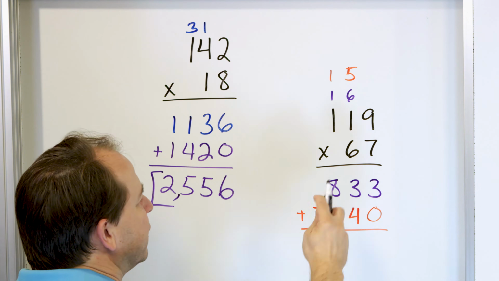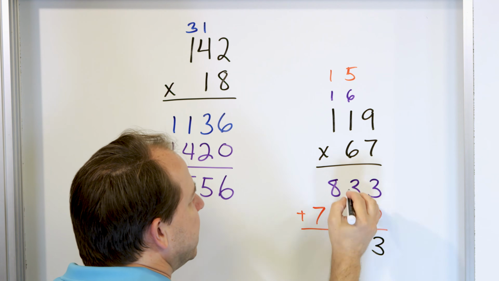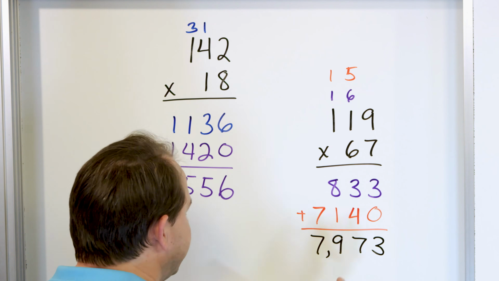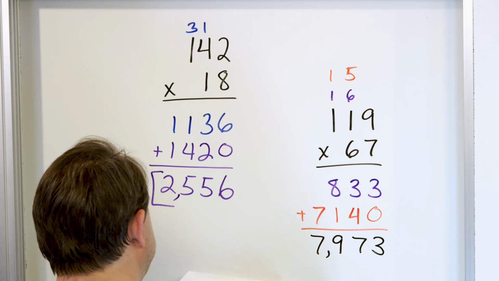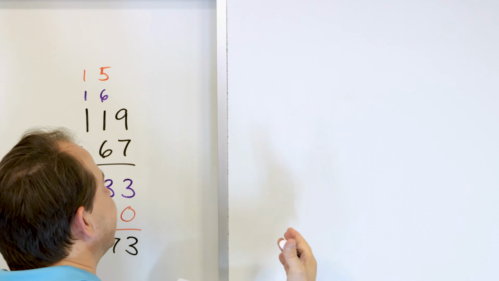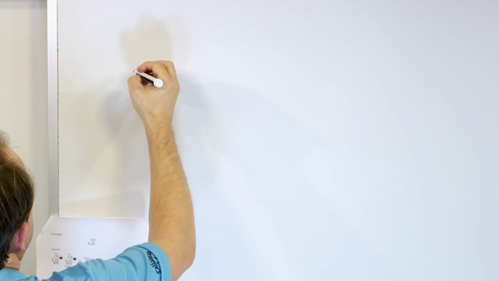All right, final answer. 3 plus 0 is 3. 3 plus 4 is 7. 8 plus 1, 9. And then the 7 is here. 7,973 is the final answer. So all of these problems, the process is the same. We're just getting more practice so that you get very, very good at what we're doing here.